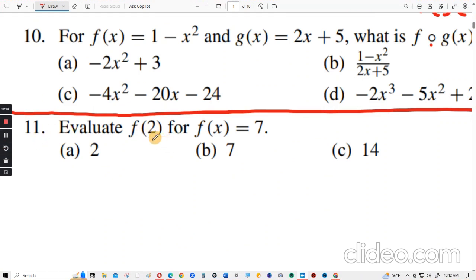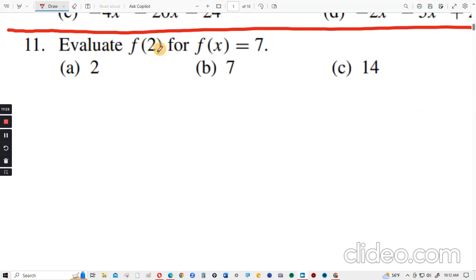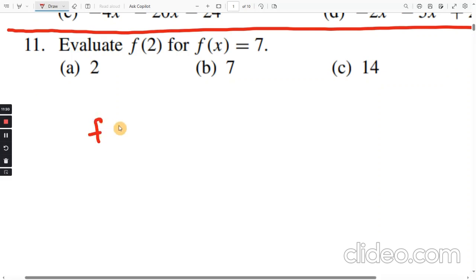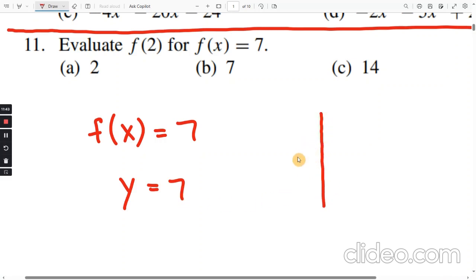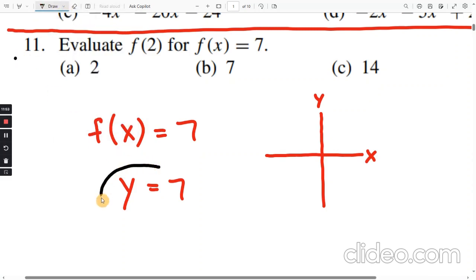Number 11, that's a separate problem from number 10. They want us to evaluate f of 2 for f of x equals 7. That's actually a trick question. If you have f of x equals 7, that's the same as y equals 7. So if you were to graph y equals 7, this is the y-axis, this is the x-axis. If you were to graph y equals 7, you would just go to y equals 7.